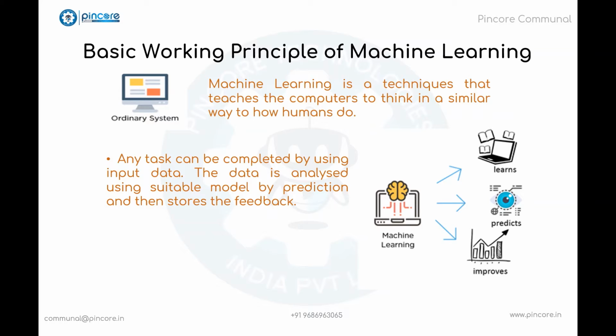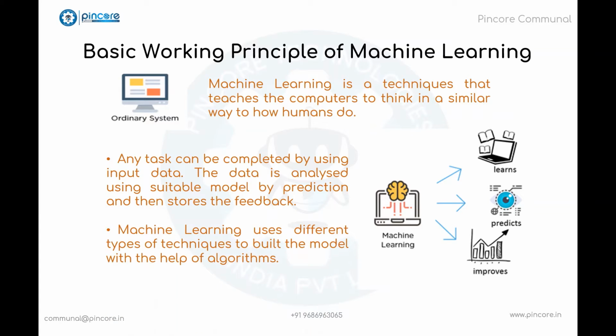The input data is analyzed using a suitable algorithm and then a model is built and the feedback will be stored for analysis. Machine learning uses different kinds of techniques which train the model on known input and output data so that it can predict the future output or find the hidden patterns or intrinsic structure in input data.